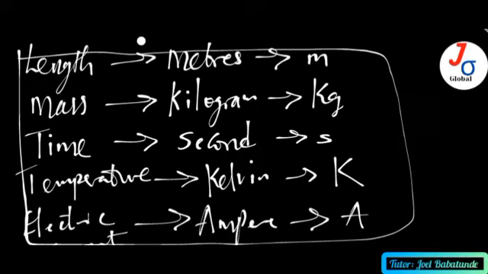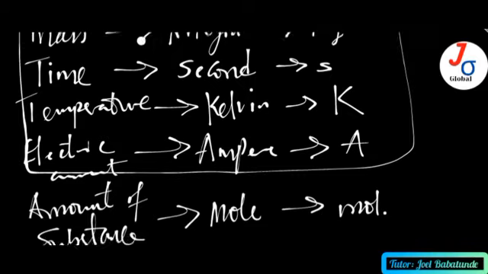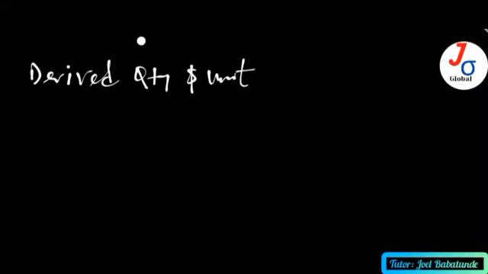Now we want to talk about the derived units. We're looking at derived quantities and units. The first one to look at is area. So what's area? Area can be length times length or length times breadth, as the case may be.